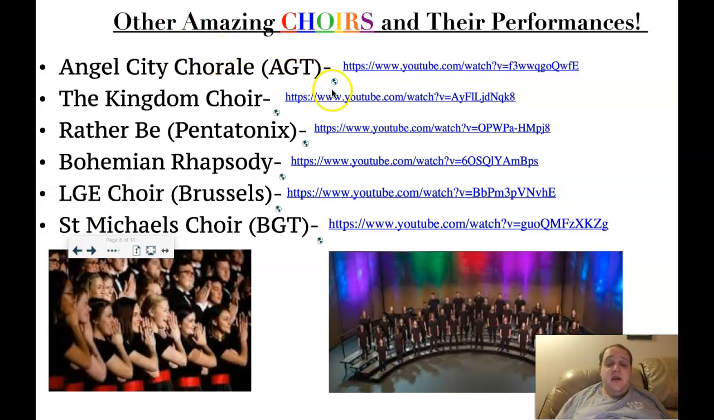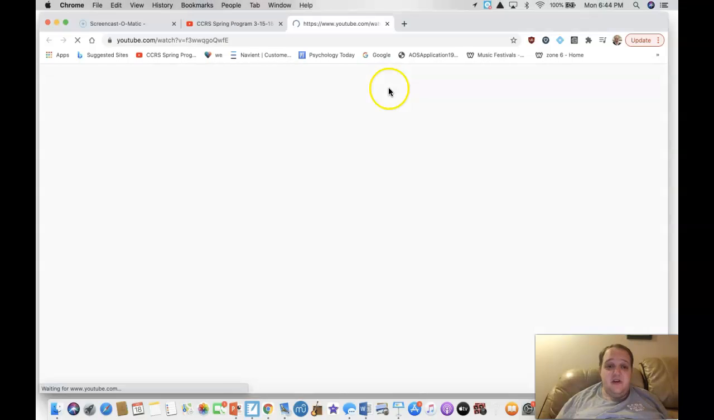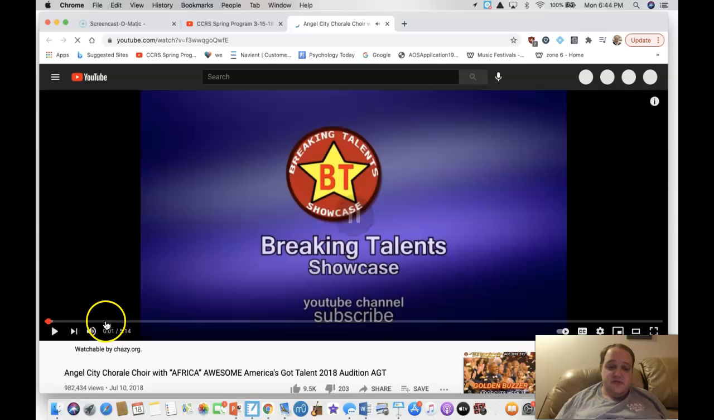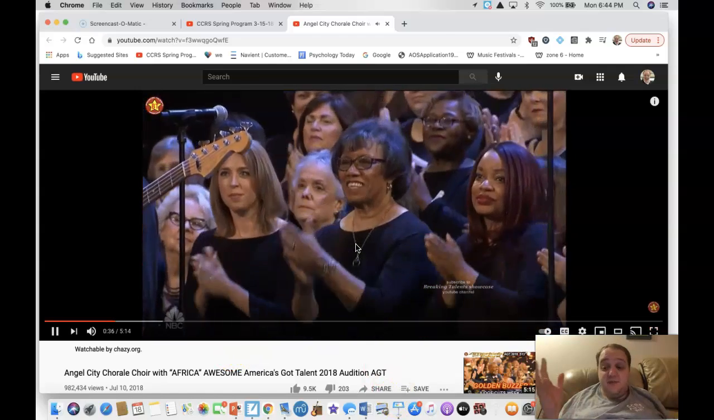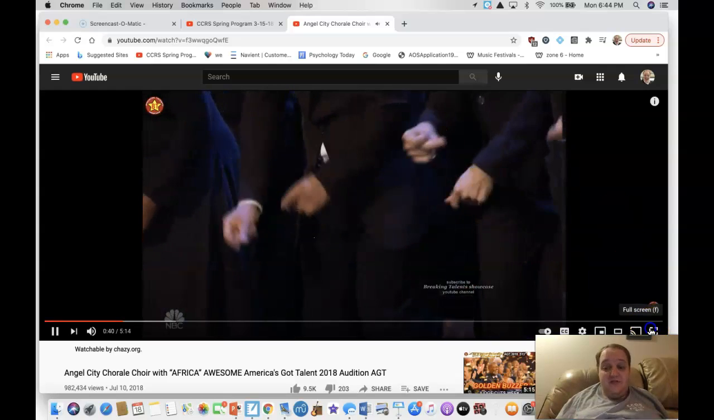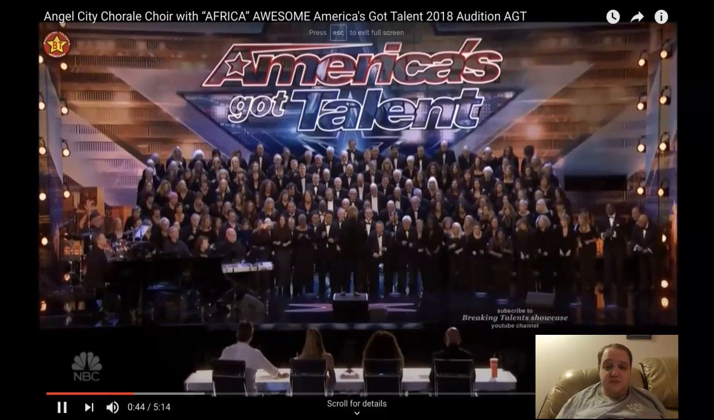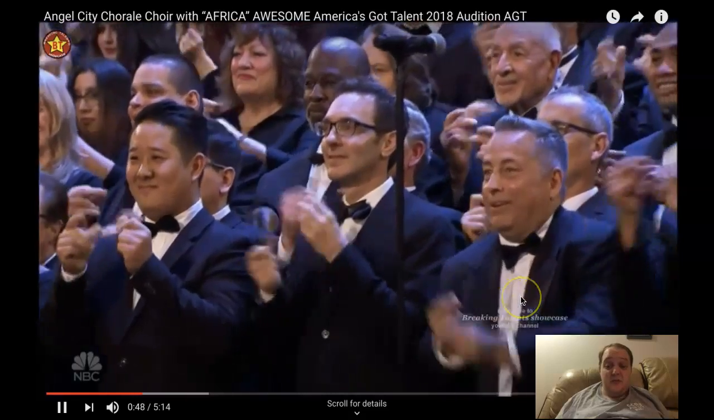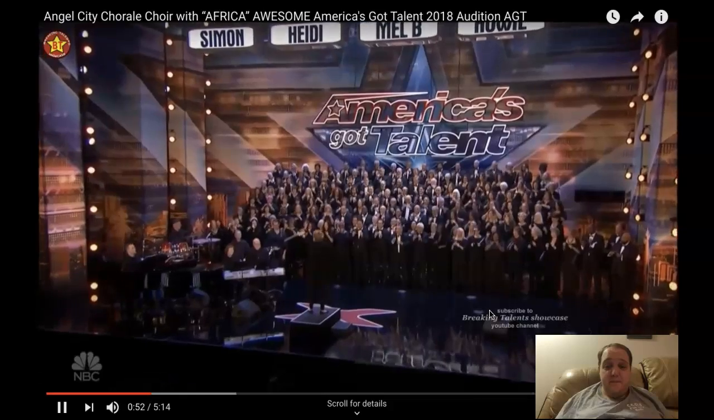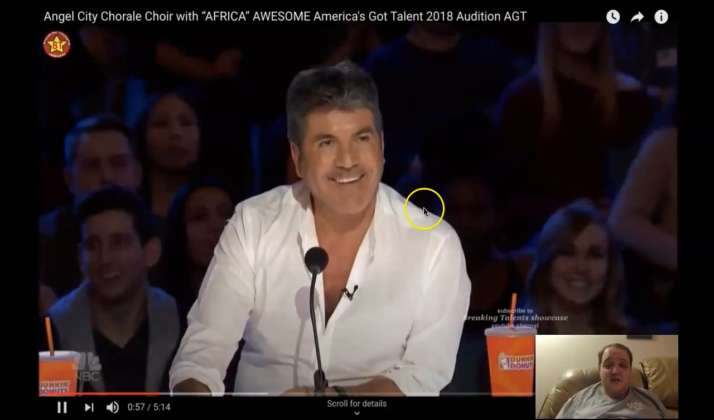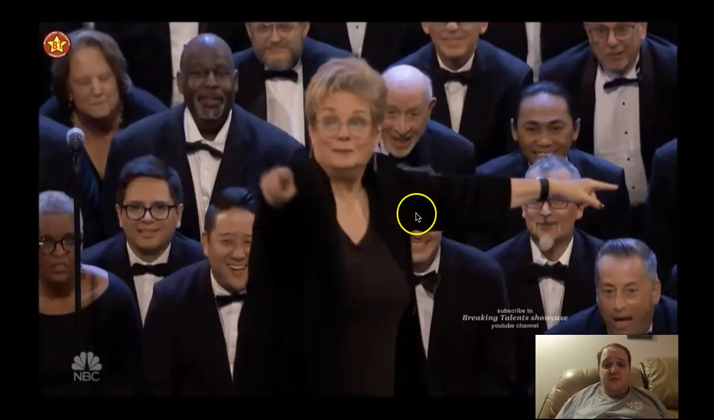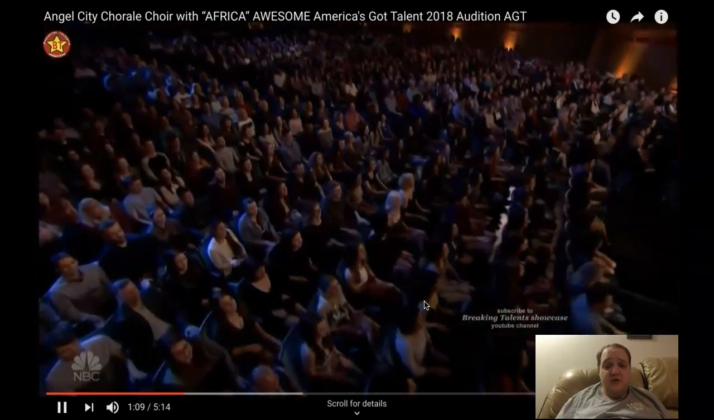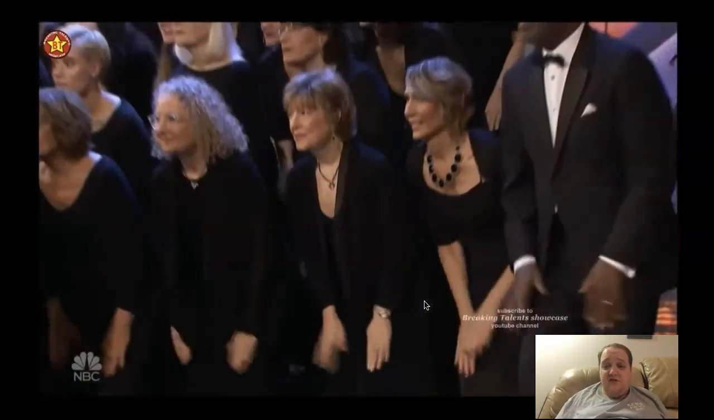So, some of the other choirs that have been around the world are the Angel City Choir here. Let's take a look at this group first. Now this is a group from America's Got Talent, which is a very famous TV show right now. They're made up of a couple hundred people, I might say. I noticed the conductor is pointing at the different groups she wants to perform. And now she's asking the audience to perform. That's not uncommon to have the audience participate.